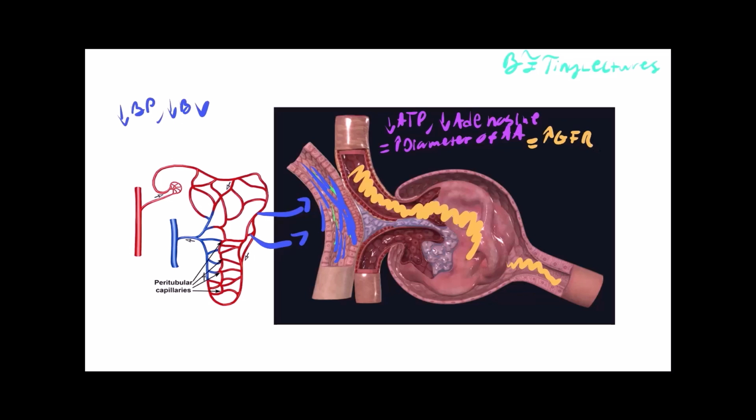But we also have a third player, and this third player are the little juxtaglomerular cells. The juxtaglomerular cells, and here they are right here, so let's kind of highlight them. They're at this section. And what happens is that these guys are going to release renin. And renin is going to increase the vasoconstriction. So this increases the constriction.